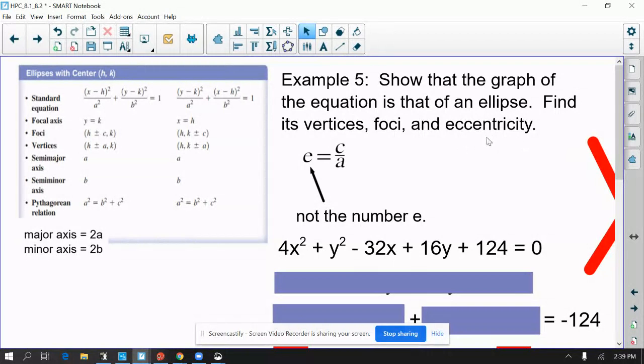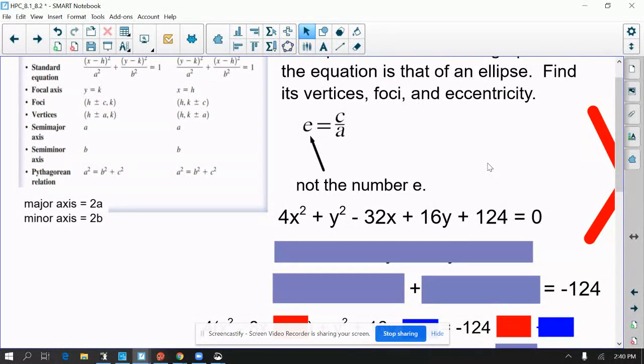Eccentricity: the word eccentric means off center. And for ellipses, that tells us how much of a stretch really was there. It's determined by the ratio of C to A. So C divided by A is the eccentricity of an ellipse. And this is not the number E. This E is standing for a variable. This is the variable for eccentricity.